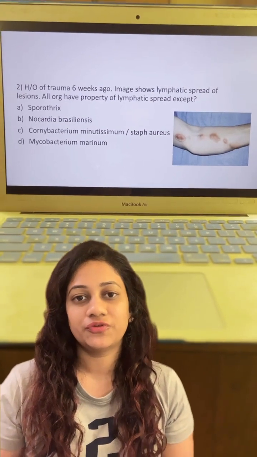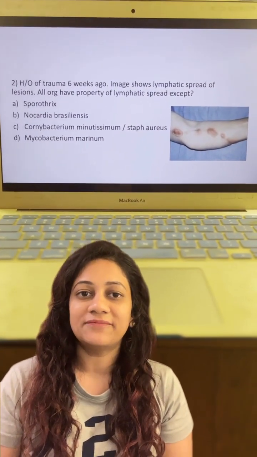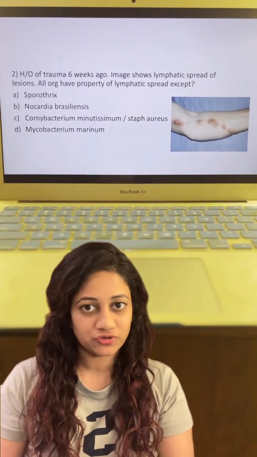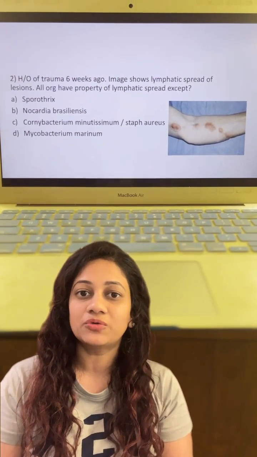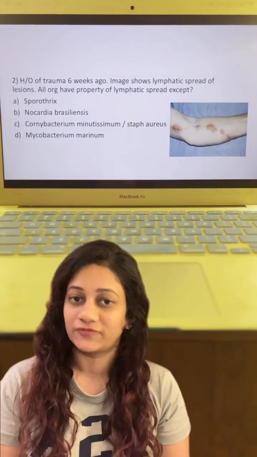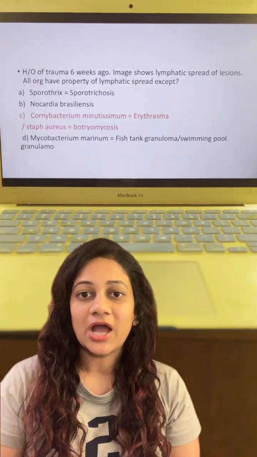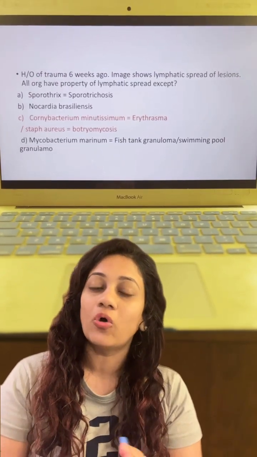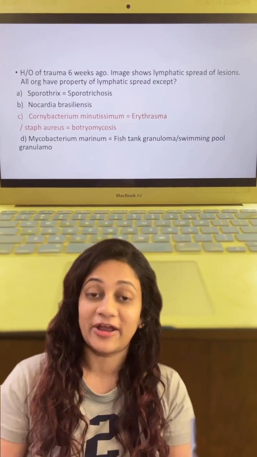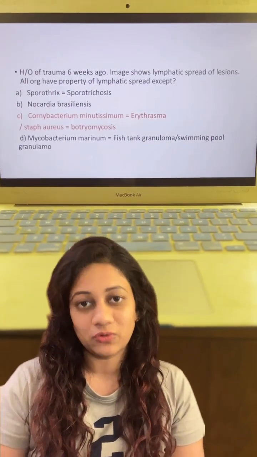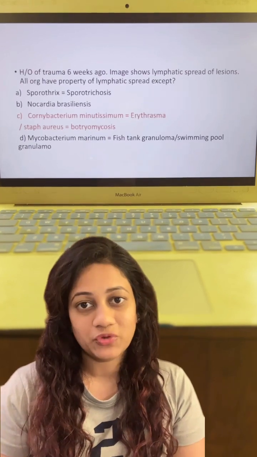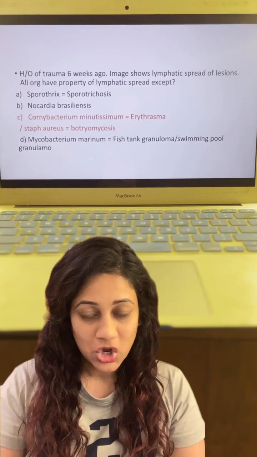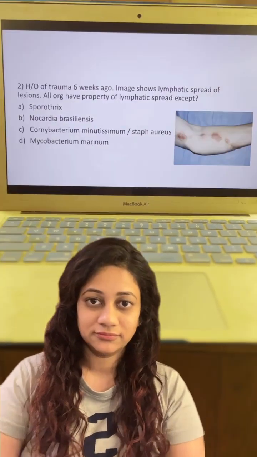The next question is history of trauma 6 weeks ago. Image shows lymphatic spread of lesions. All organisms have the property of lymphatic spread except, the options were Sporothrix, Nocardia brasiliensis, Corynebacterium minutissimum in the morning session, and Staph aureus in the afternoon session, and Mycobacterium marinum. Of all the options, Sporothrix, Nocardia and Mycobacterium marinum all cause a typical lymphatic lesion. But Corynebacterium minutissimum causes erythrasma, which is not lymphatic in any nature, and Staph aureus causes something known as botryomycosis, which is not lymphatic at all.